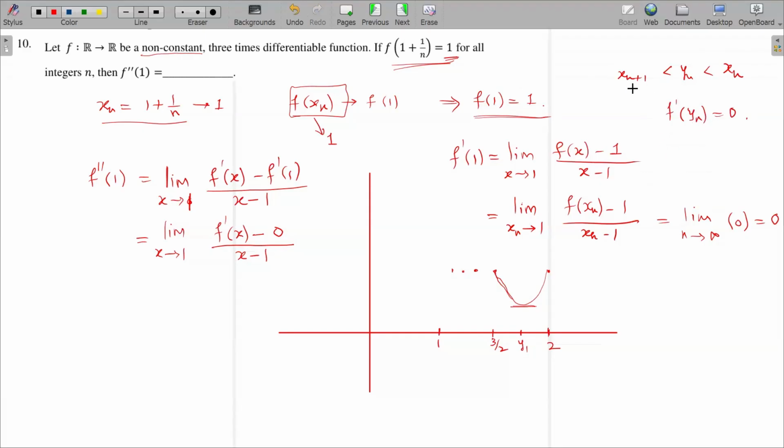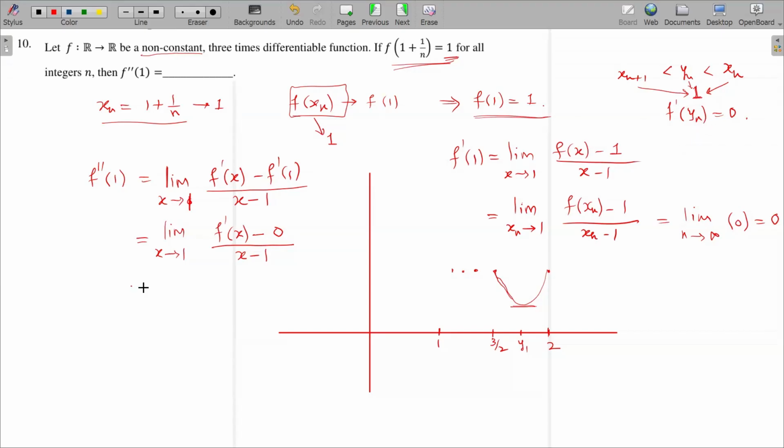On the other side, you see xn plus 1 as well as xn are converging to 1. Because xn is converging to 1, xn plus 1 will also converge to 1 only. So yn has to converge to 1 by the sandwich theorem. So yn goes to 1. So you got a sequence yn converging to 1, and you got some information about f dash yn at all those yns.